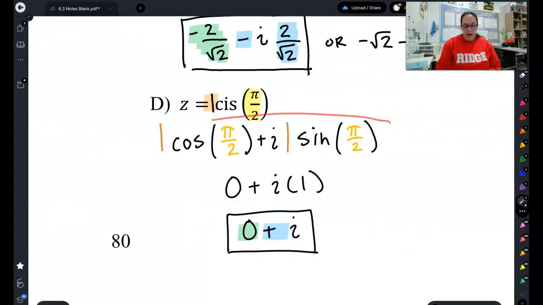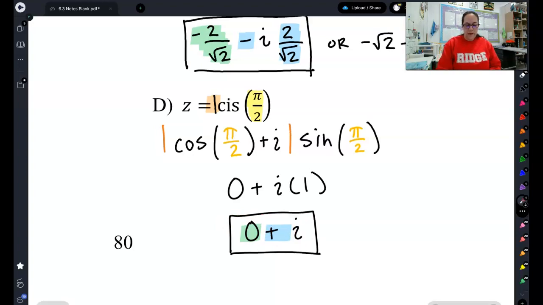D, write it out, 1 cosine of pi halves plus i, 1 sine of pi halves. Cosine of pi halves is 0. Sine of pi halves is 1, which is 0 plus i. Or you could just simplify that to i. You don't need to write the 0 in. But I wrote the 0 in so you could see 0 is the real part and 1 is the imaginary part.